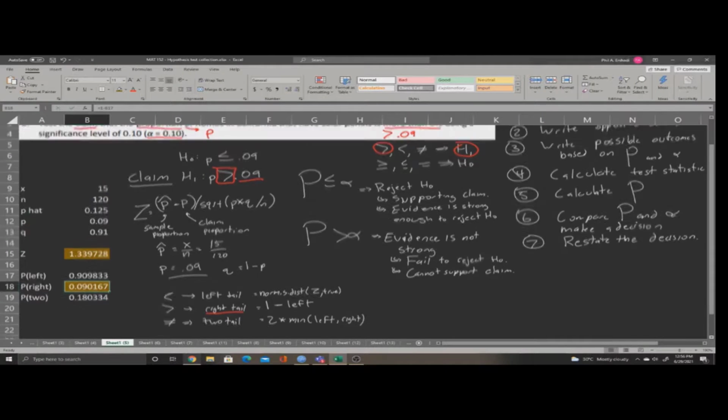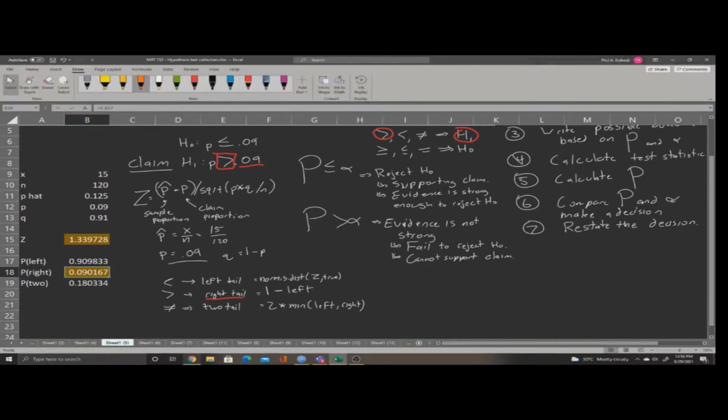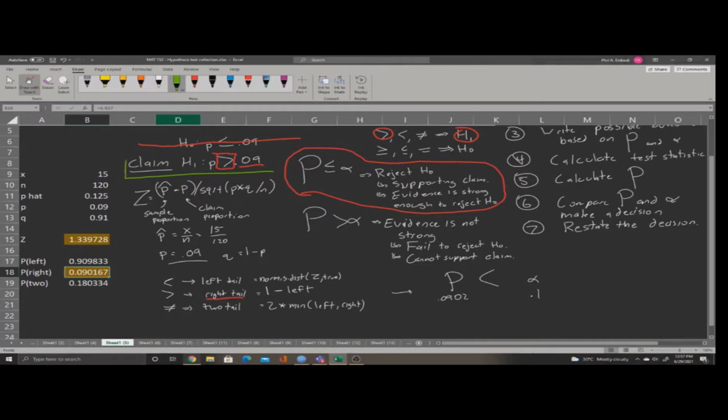Now we compare it against alpha. Our big P we found was 0.0902, and our alpha was 0.1. Therefore, our big P is less than alpha, which means the option we select is the first option. We have strong enough evidence, based on this significance level, to reject the null hypothesis. So let's cross it out, and let's box in the claim. So what we'll say is that we have strong enough evidence to reject the null hypothesis and support the claim.